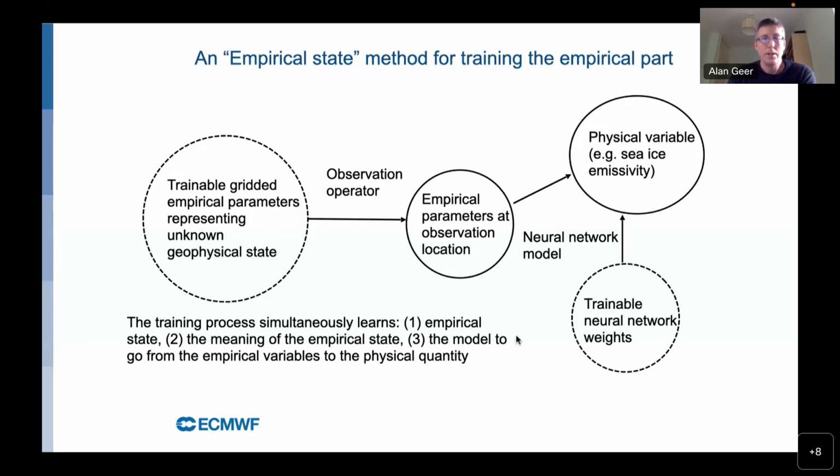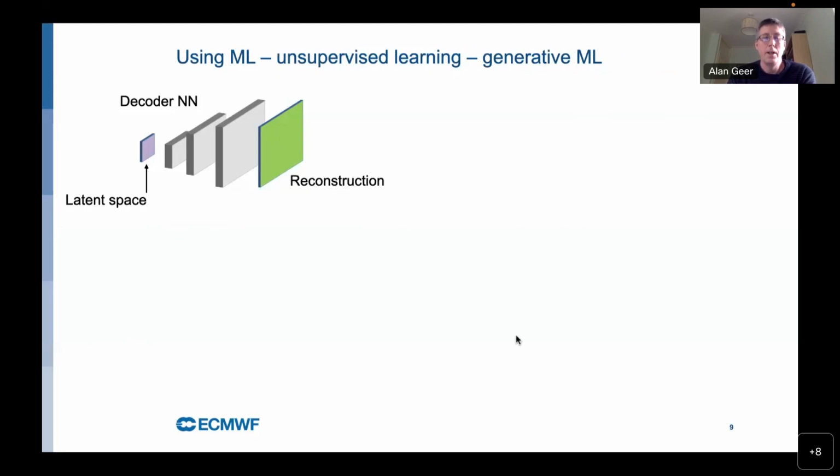Now, just an aside on how this fits into machine learning, this is really an unsupervised learning generative ML approach. We're in the chicken and egg situation, meaning we don't have the training data to train a standard neural network based on the inputs and the outputs.